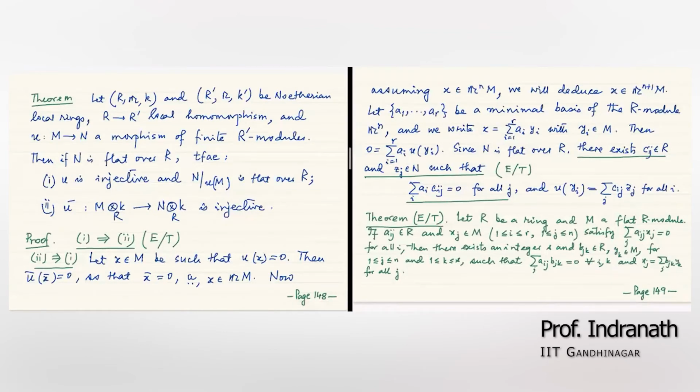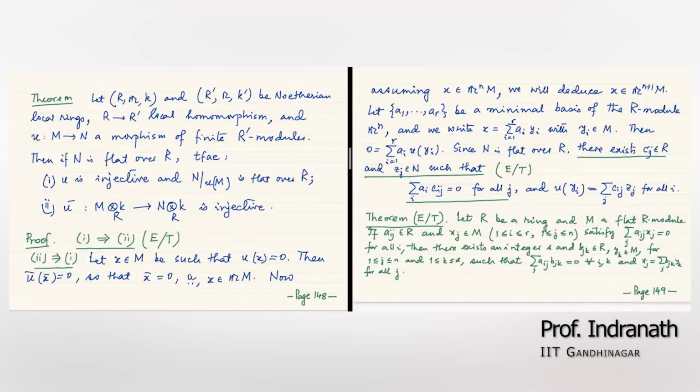Now what we do is, you start with a minimal generating set for m to the power n. We have Noetherian local rings, so you know that you can actually talk about it. Then write your x as summation a_i y_i in m, because you have u bar x bar 0, so you automatically have this, and N is flat. So there exist c_ij in R and z_j in N such that this is true.